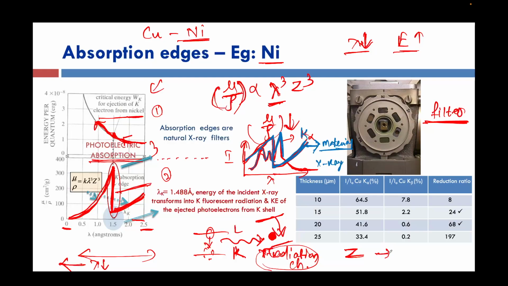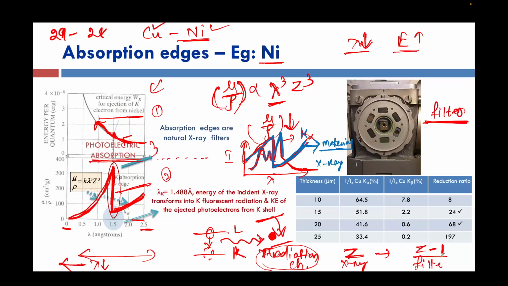So if this is your X-ray material, then the filter material you have to choose is Z-1. Here Z means atomic number. So copper is 29, then nickel is 28. Copper is the X-ray material, nickel is the filter material. Similarly, for second row transition elements, it has been observed that instead of Z-1, Z-2 is the filter material.